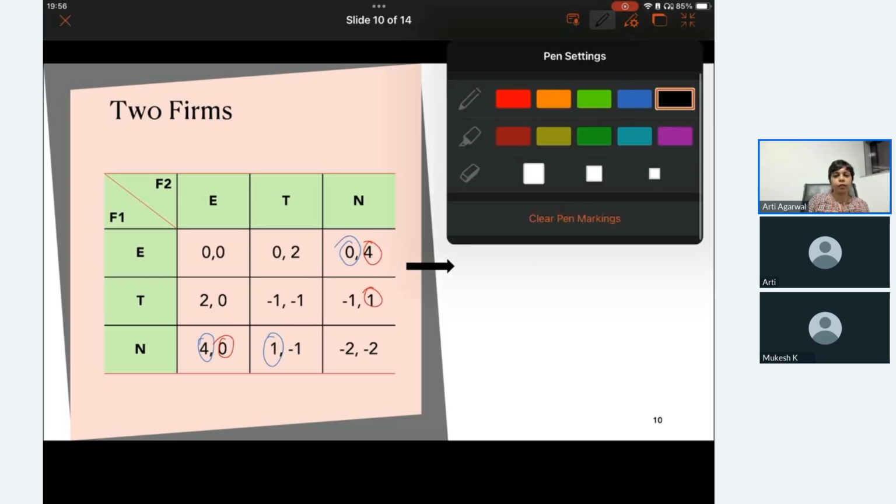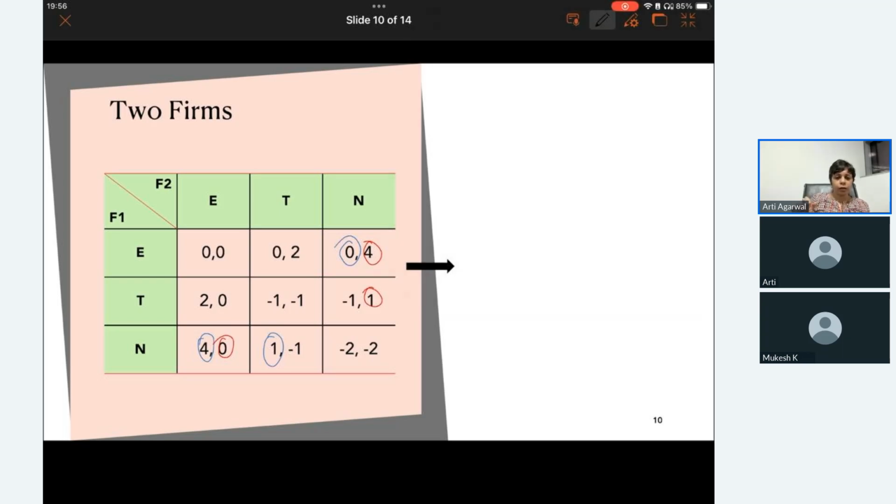The best response analysis always holds. Irrespective of whether you have dominant strategies or not, the best response analysis is always going to hold. So it's always true.